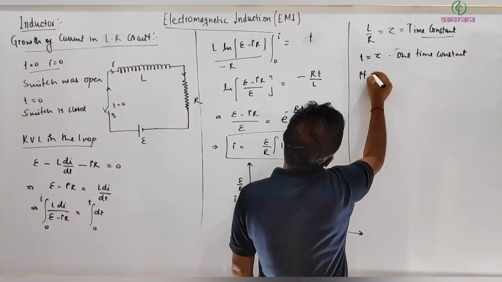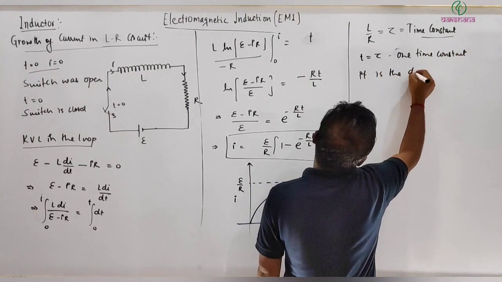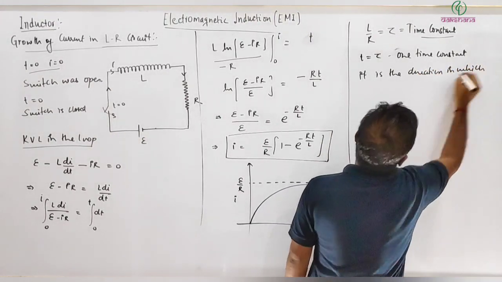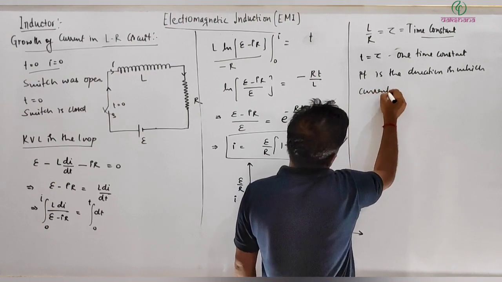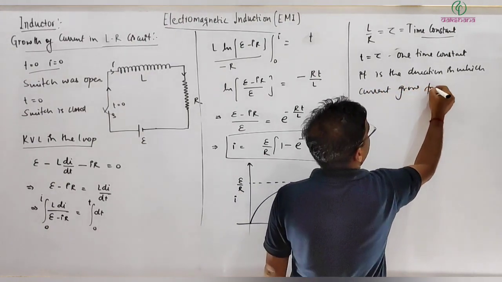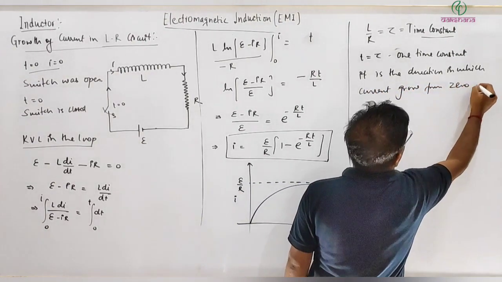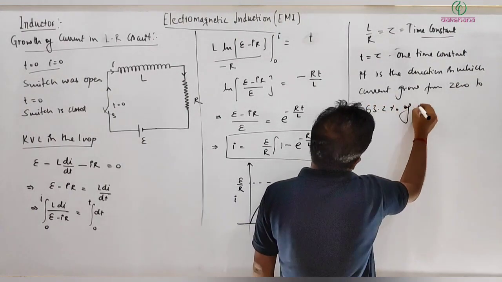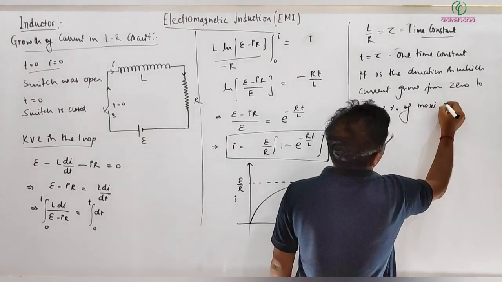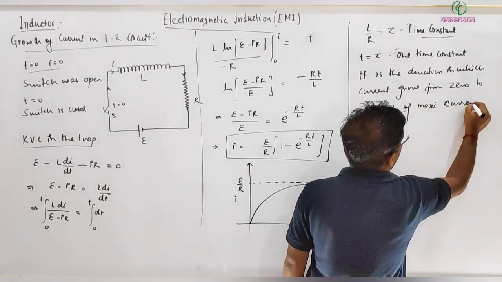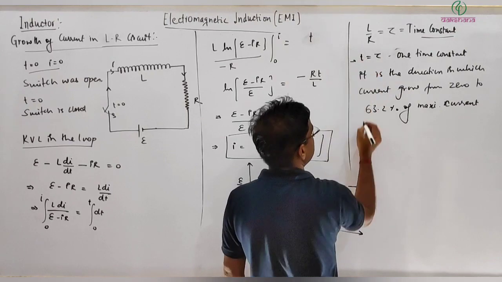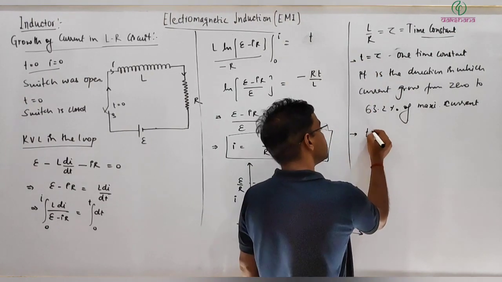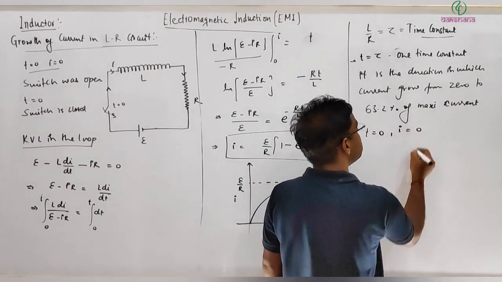It is the duration in which current grows from 0 to 63.2% of the maximum current, right? That is one time constant. Another thing here, you can see t is equal to 0, I is equal to 0.